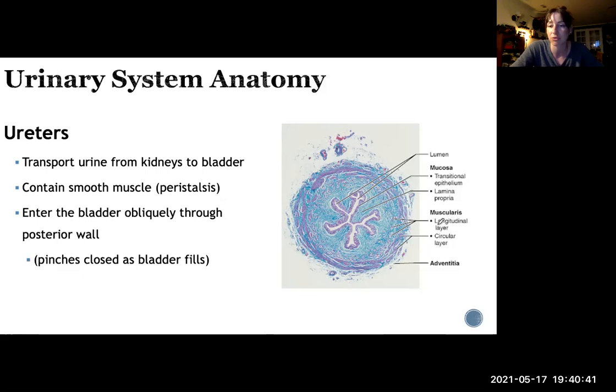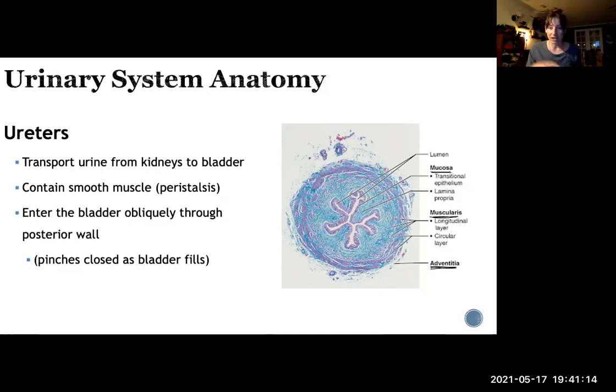So you have the same 3 layers as you do for your GI tract or your digestive system, as we'll see. So you have your mucosa on the inside, which is a mucus secreting epithelial tissue. You have a muscularis layer sandwiched in the middle, which contains smooth muscle. And then you have an adventitia, which is just an external layer of connective tissue covering the whole thing.